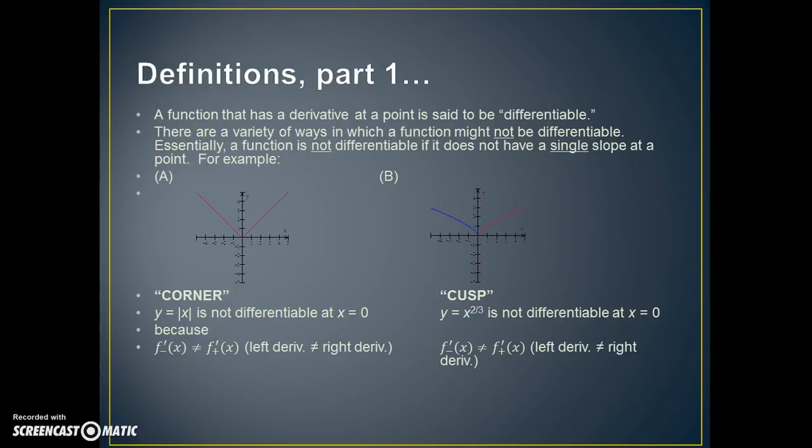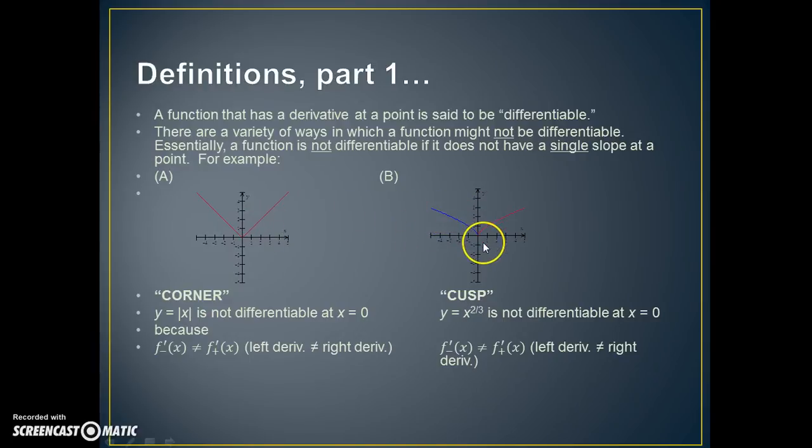In our case here, the left side piece of the piecewise function y is equal to the absolute value of x is negative x when x is less than or equal to 0. In that case, the slope would be negative 1. The right side piece is y is equal to x when x is bigger than or equal to 0. In this case, our slope is equal to positive 1. So we've got a slope of negative 1 on the left side and a slope of positive 1 on the right side, and the left and right side derivatives don't match.